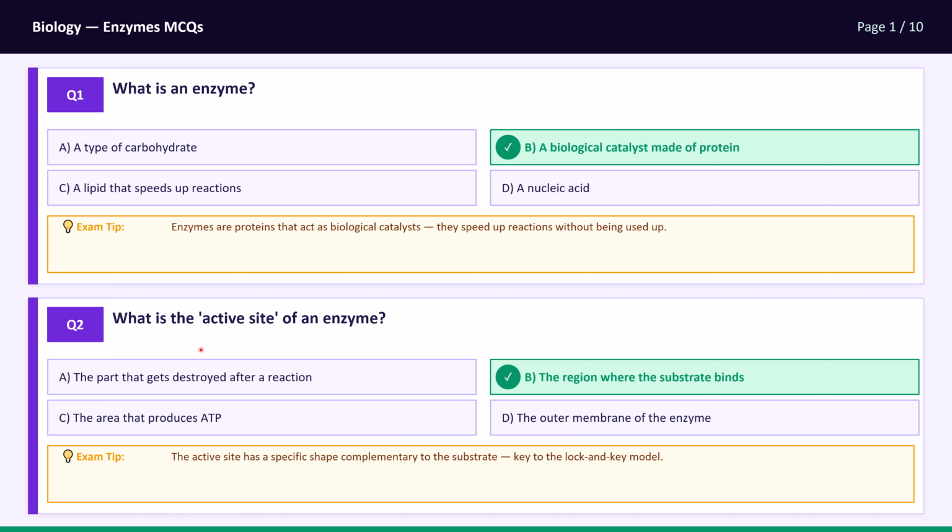Question 2. What is the active site of an enzyme? Option A, the part that gets destroyed after a reaction. Option B, the region where the substrate binds. Option C, the area that produces ATP. Option D, the outer membrane of the enzyme. And the correct option is option B, the region where the substrate binds. Active site is the region where the substrate binds. Exam tip: the active site has a specific shape complementary to the substrate. Key to the lock and key model.